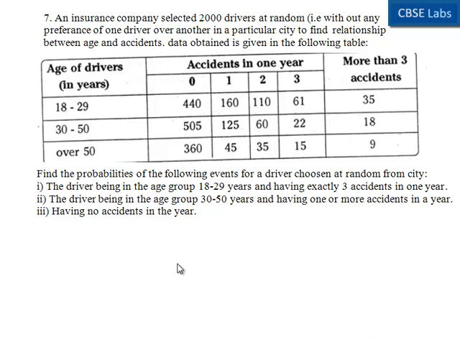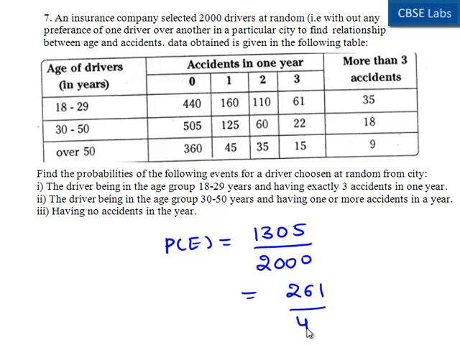Then we need to find the probability of the event, which is equal to the number of favorables, 1305, upon the total number of outcomes, 2000, which is equal to 261 upon 400. So the probability of having no accidents in 1 year is 261 upon 400, which is the end of the solution.